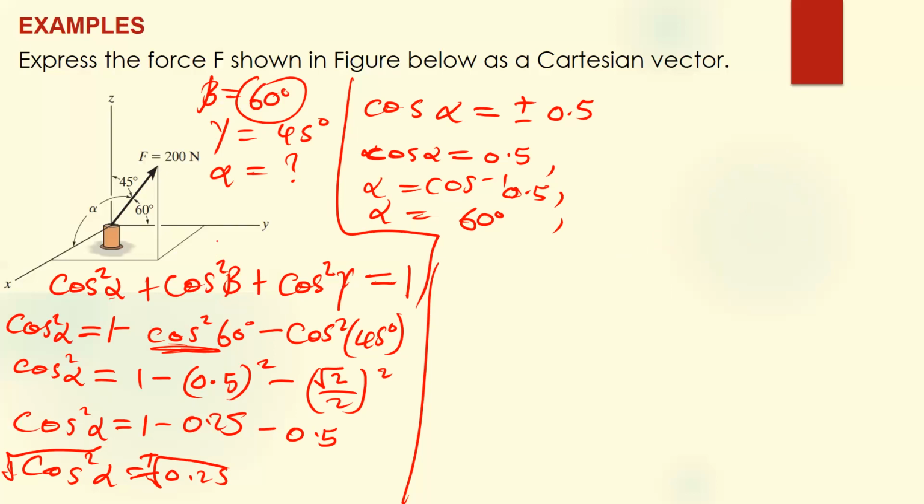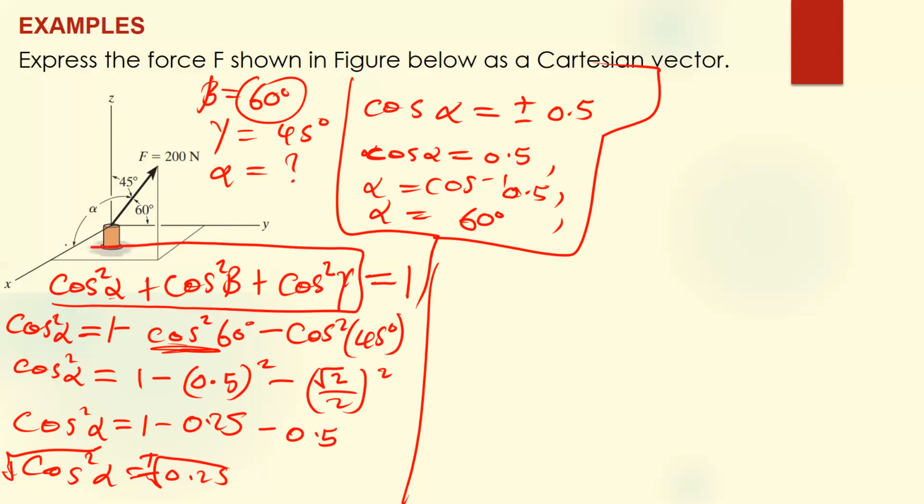We equate it to the Cartesian. Okay, let me explain. Let me write what I'm trying to explain. So the first thing that we do is we find the unit vector, because we know that the unit vector of any given force is the one that is directly related to its direction cosines. So let us write the unit vector in the direction of F.